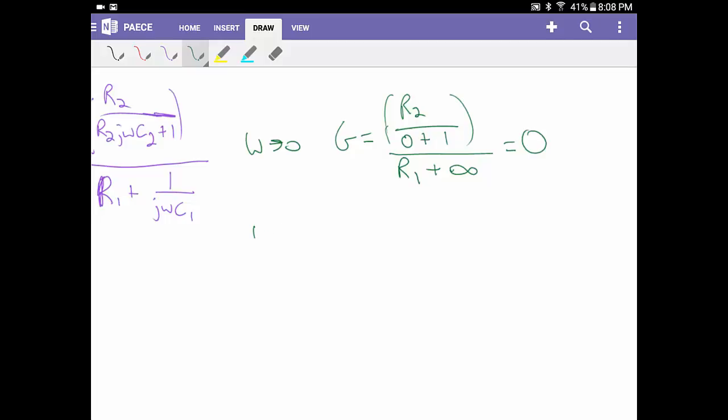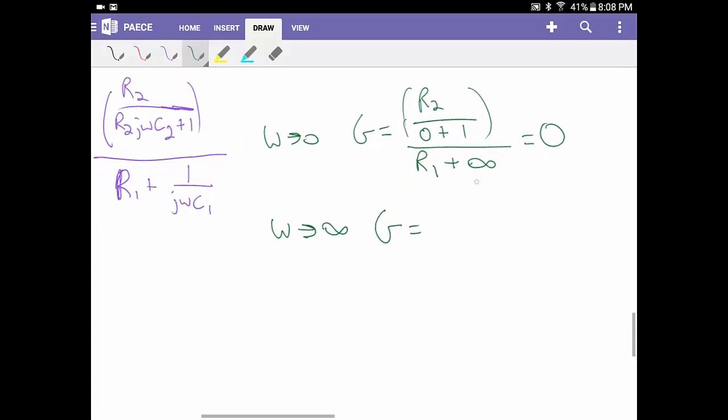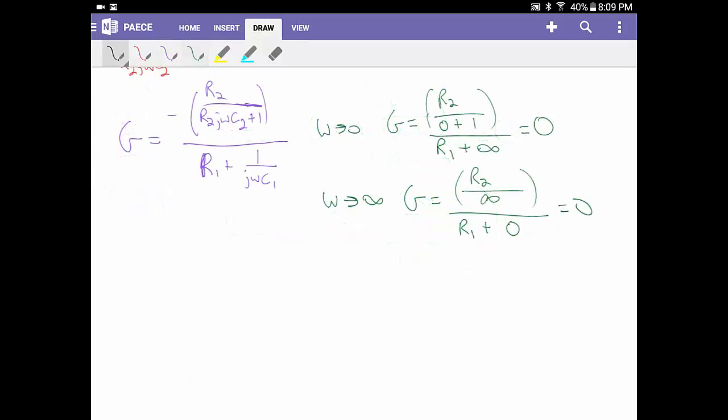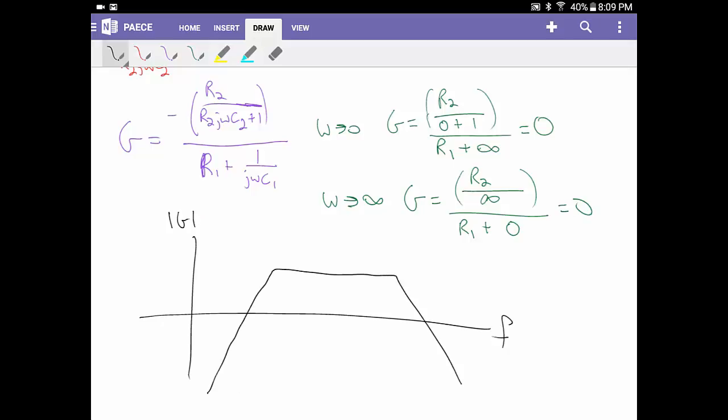Cool. Now as omega grows in size, we put it to infinity. Our gain is going to be R2 all over, I'm just going to write infinity, all over R1 plus 0. So now we have something that is divided by infinity again. Guess what? 0. We can see if we use a software like MATLAB or a simulation tool that our frequency versus gain plot ends up looking sort of like what we predicted.